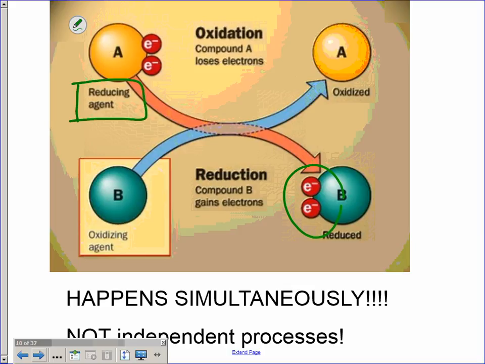If I am being reduced because I am gaining electrons, I took those from somebody, right? I am the oxidizing agent. I made somebody else lose electrons. So the terminology, you have to stop and think about it, I guess is what I'm saying. Okay? Can I move on? Shake your heads or something?